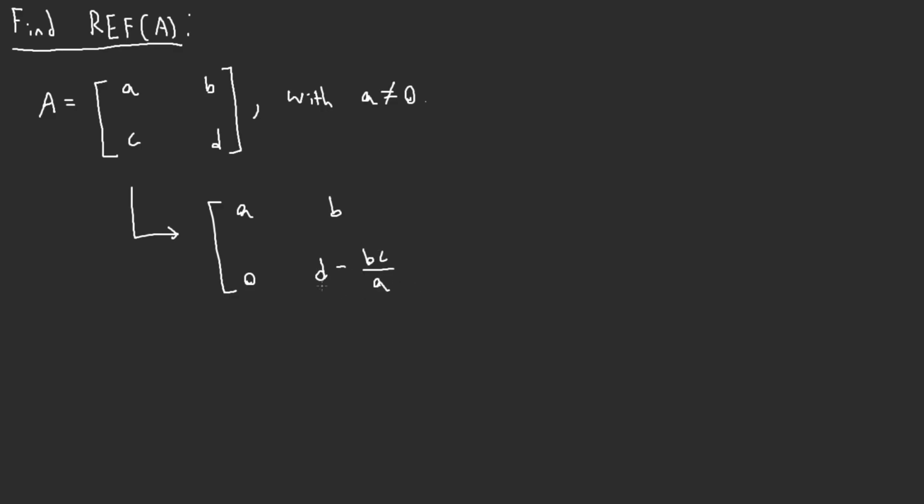But I can rewrite this by finding a common denominator. d is just da over a. And so this is going to be da minus bc over a.